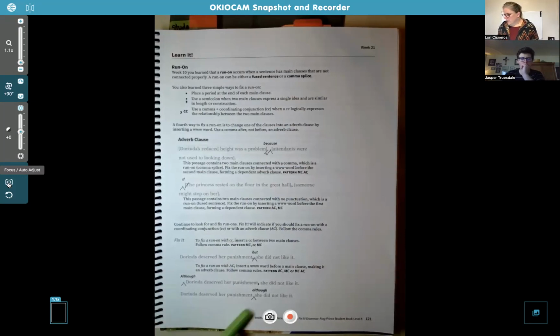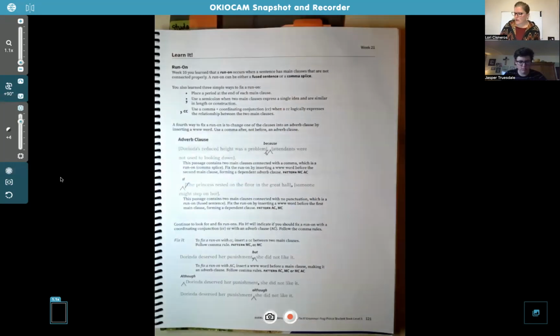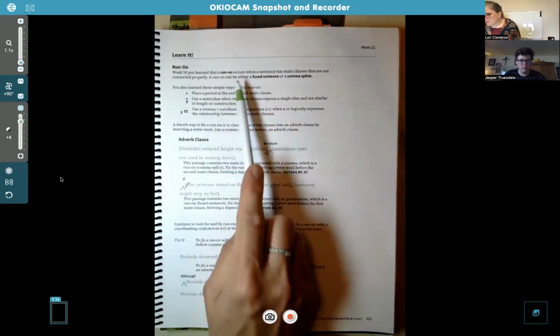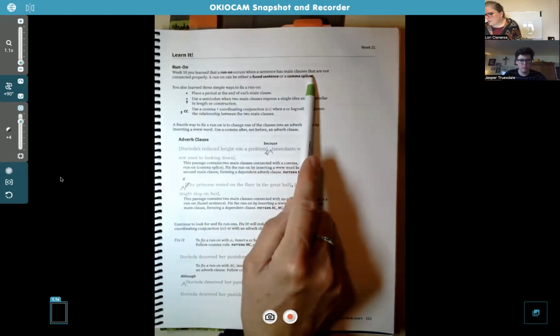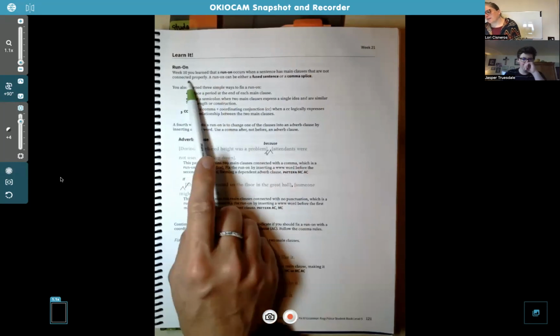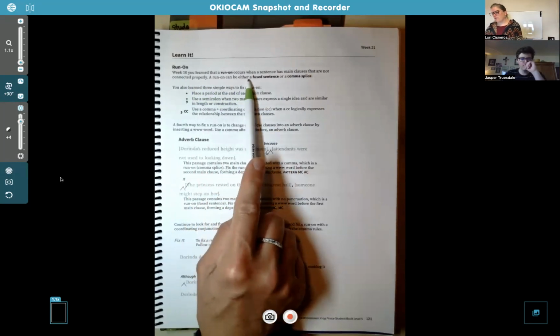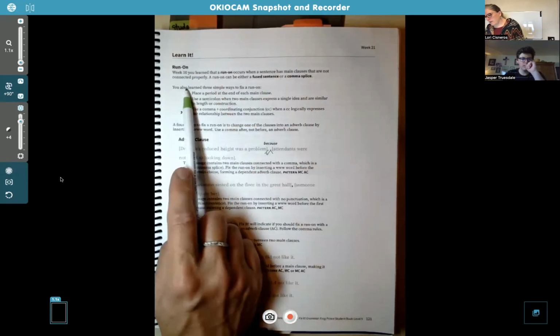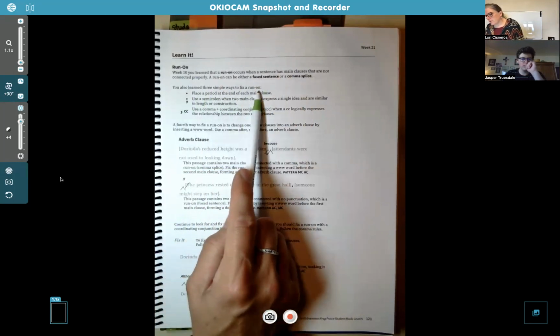Okay. Looking at page 121, we're talking about run-on sentences. We've talked about this before, so this is a little more detail about that. In week 10, we learned that a run-on occurs when a sentence has main clauses that are not connected properly. A run-on can be either a fused sentence or a comma splice. You also learned the 3 simple ways to fix a run-on.